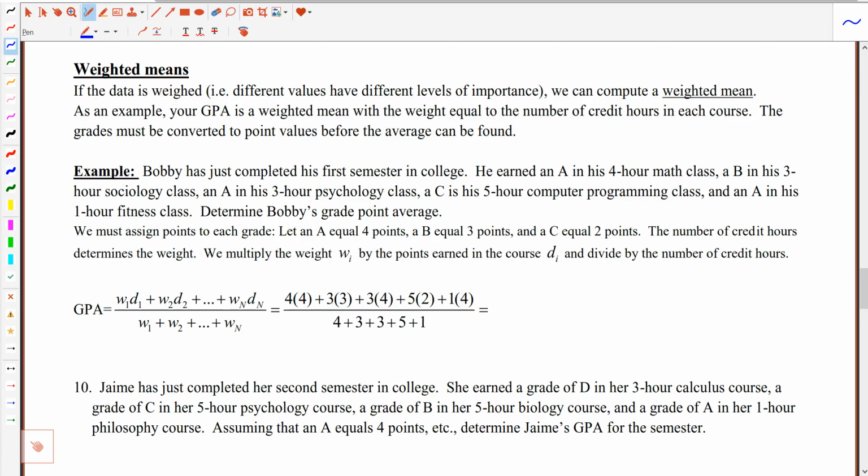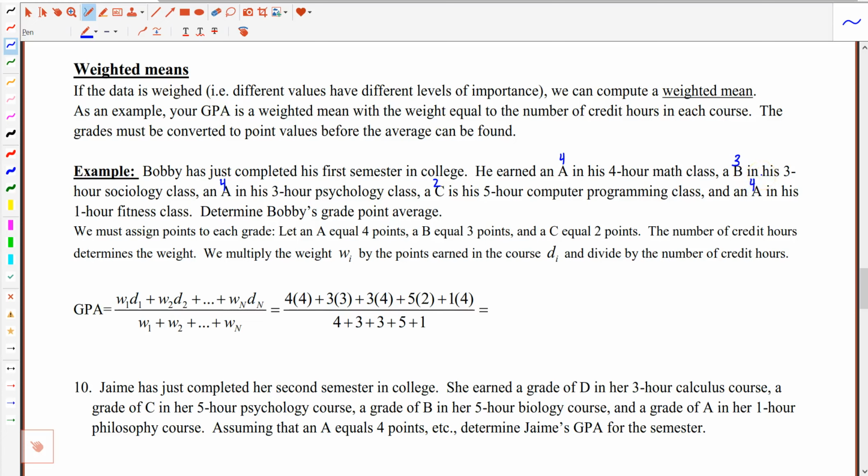The first thing we're going to do is assign points to each of the different letter grades. Most schools work on what's called a 4-point scale, which means that an A is worth 4 points, a B is worth 3 points, and so on and so forth. So in this example, this A right here is worth to Bobby 4 points. This B is worth 3 points. This A is worth 4 points. This C is worth 2 points. This A is worth 4 points.